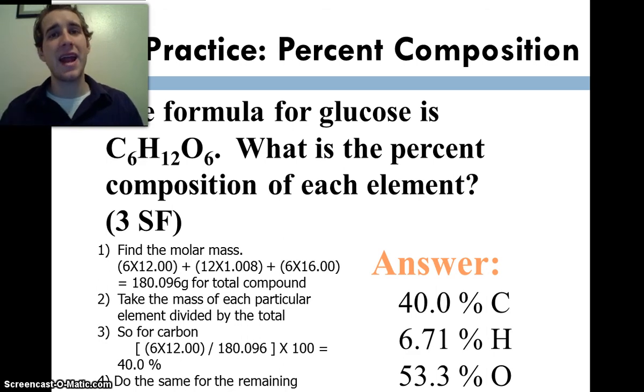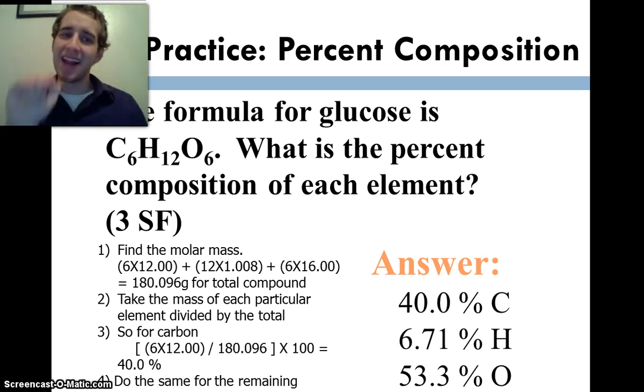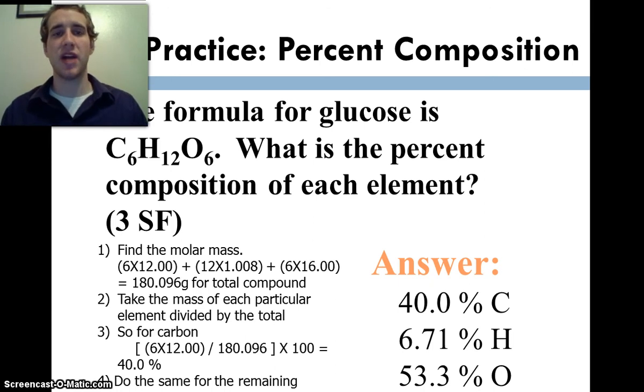This is an additional analytical tool. This is another way that in the lab we can start to analyze what our different compounds are made up of. Not just naming them, not just writing them, but also analyzing what is in our different compound. Now that I've tried one for you, you try one for me.